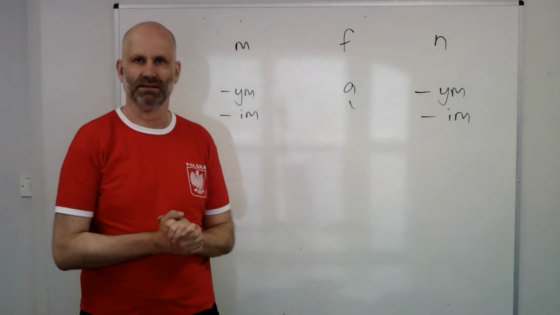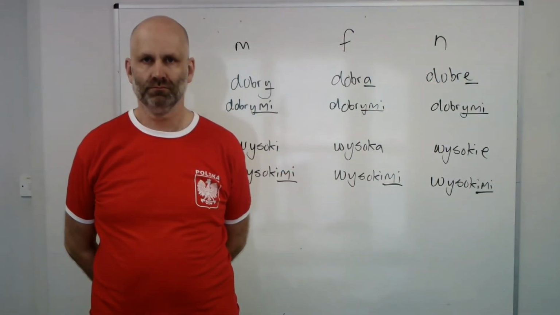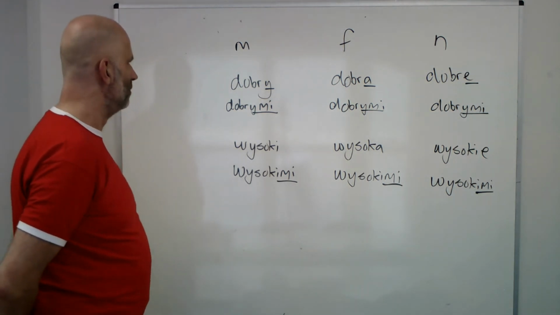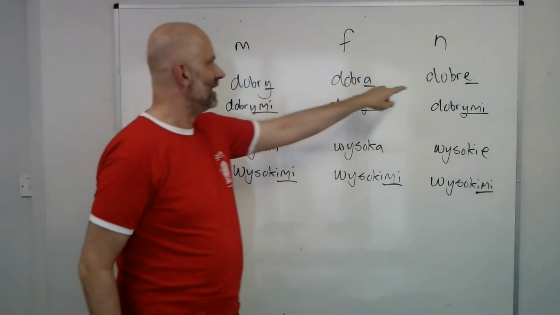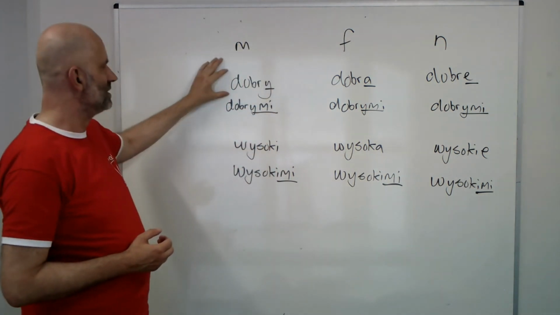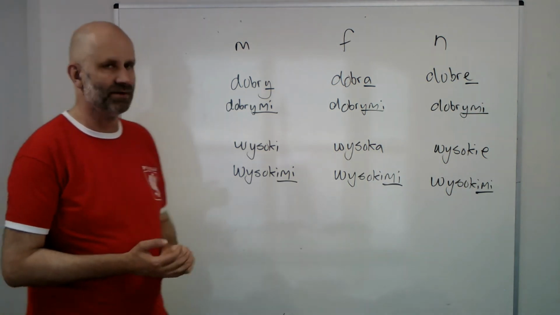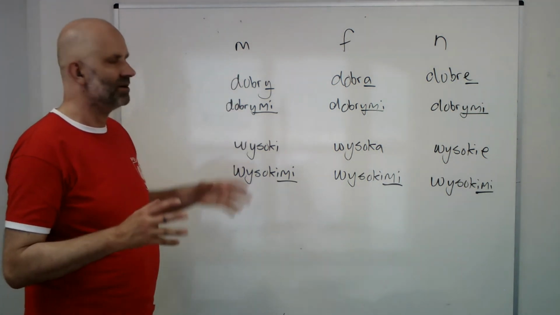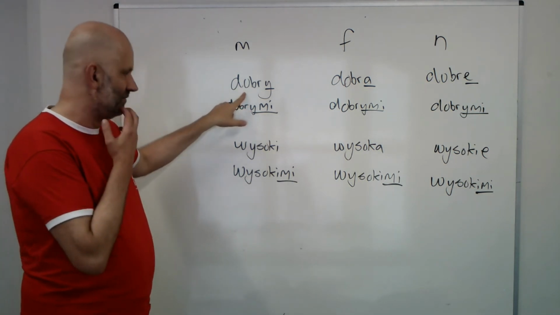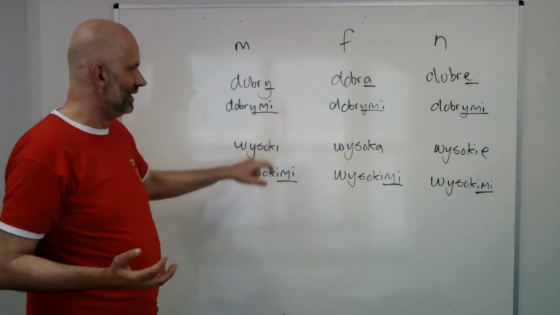Okay, so now we're going to look at the plural forms of adjectives in the instrumental. What I've got here is dobry, dobra, dobre, and wysoki, wysoka, wysokie. So we've got the nominative of dobry, dobra, and dobre, and also the nominative of wysoki, wysoka, wysokie. So we've got the two different types of adjective: the general one, where dobry is the main type, and wysoki is an example of one with a K before the ending.